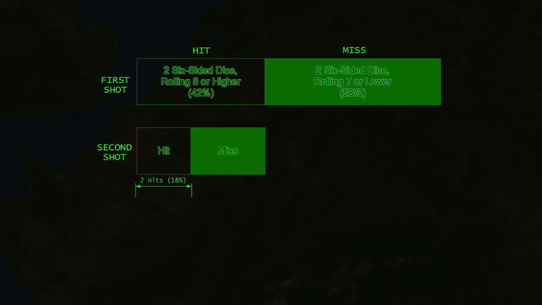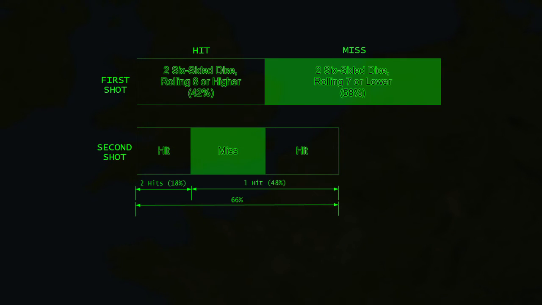If we fire 2 torpedoes, we can calculate the odds of both hitting by multiplying 0.42 by 0.42. Essentially, there's a 42% chance of the first one hitting, and then within that 42% chance, there's only a 42% chance of the second torpedo hitting. That comes out to only an 18% chance of 2 torpedoes rolling for 8s, both striking the target.